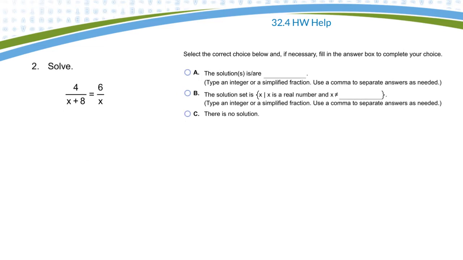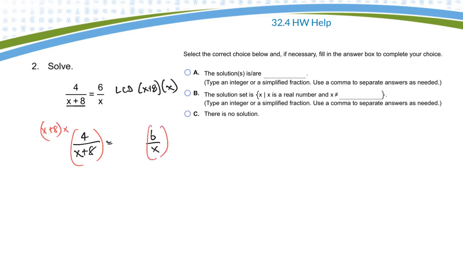Next one, a little bit funner, lowest common denominator. I have to keep these together. So it would be an x plus 8 and an x. So I need to take this term and this term. I need to multiply them both by x plus 8 times x. X plus 8 times x.